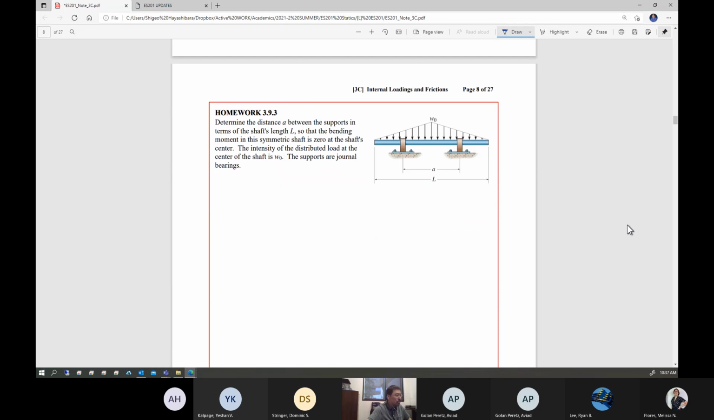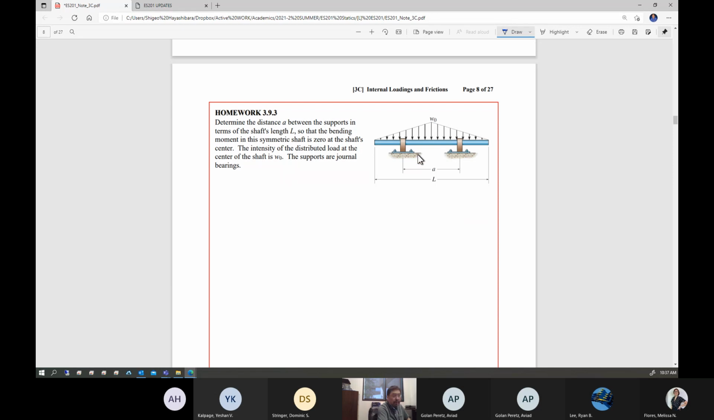Another homework. Determine the distance A between the supports in terms of the shaft length L, so that the bending moment in this symmetric shaft is 0 at the shaft center. Okay, 0 moment right in the center. The intensity of the distributed load at the center of the shaft is W0. This is a linearly changing distributed loading. This is 0, and this is the maximum value W0 in the center.